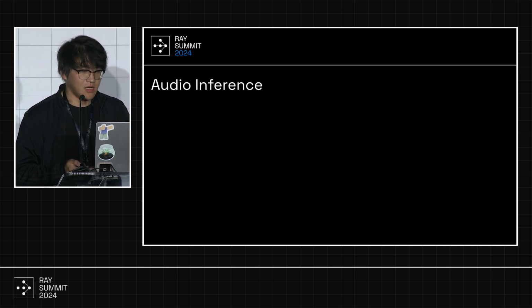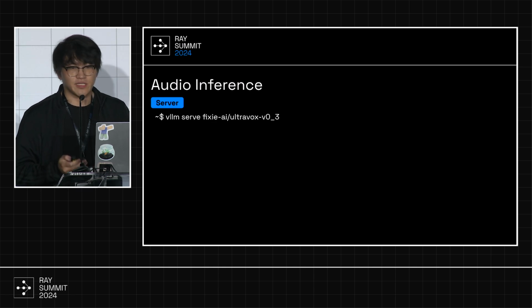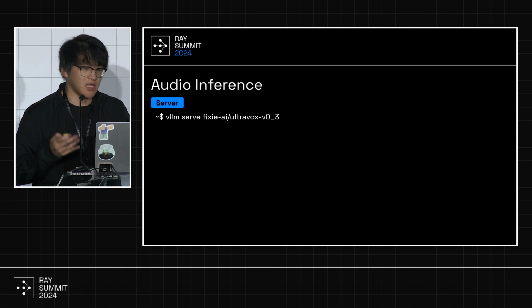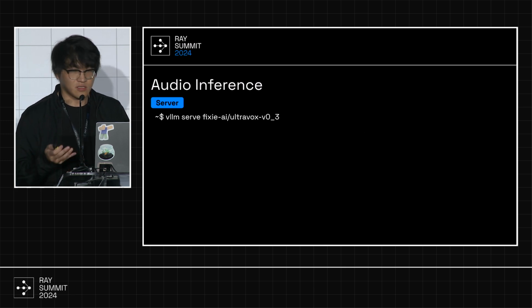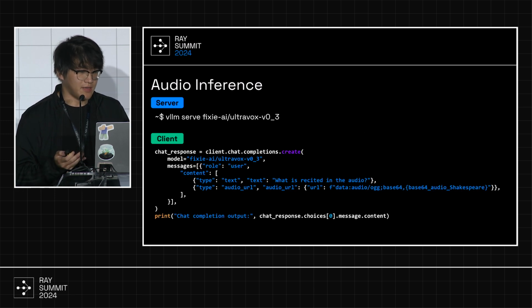And I want to shout out to Fixie AI from Seattle. They are a startup. They developed this audio language model. Same way you start a server, and then to call the server, you specify audio URL. You can put in an audio base64 encoded string, or the actual remote location of the audio clip. It's basically the same interface.